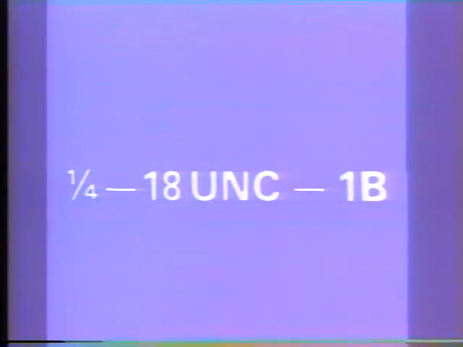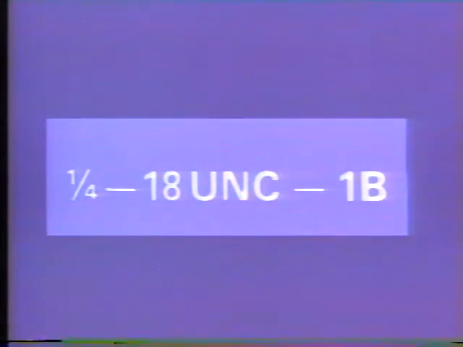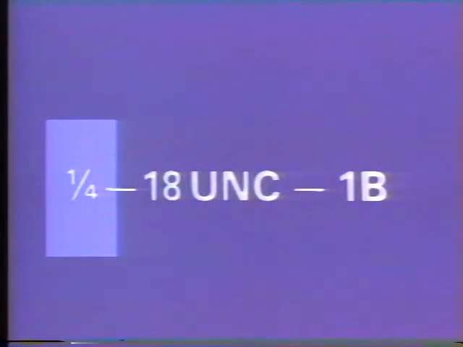This is a thread specification number. It contains 5 pieces of information. Let's take them one at a time. This first number gives the diameter of the fastener. This number indicates a fastener with a diameter of 1/4 inch. This next number gives the pitch of the thread, expressed as threads per inch. This particular specification is indicating 18 threads per inch.